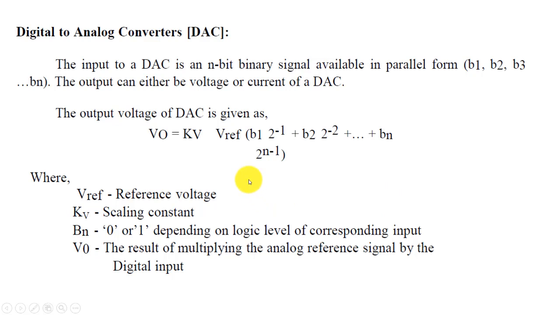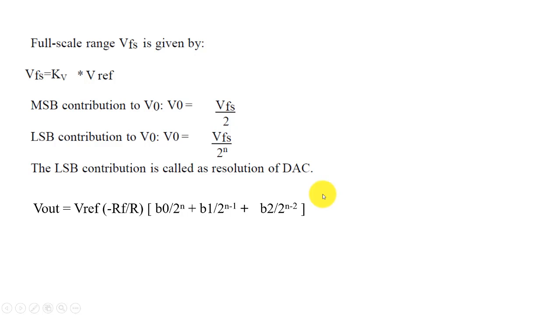Here V reference is the voltage applied for the conversion, K is the scaling constant, Bn are the bits, and VO is our output voltage. We need to find the MSB and LSB for this experiment. The full scale voltage has to be identified first. Full scale voltage can be identified as KV into V reference. V reference we need to select, and as per the V reference value and K value, we can find the MSB and LSB.